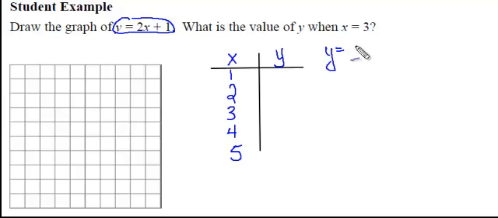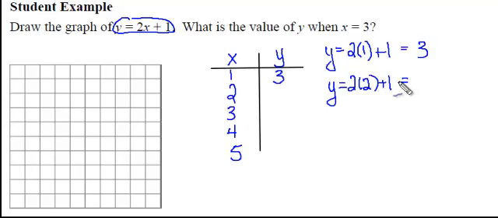Y equals 2 times x, plus 1. Now let's figure it out when x equals 1. So where I saw x in the formula, I'm going to substitute 1. 2 times 1 plus 1, 2 plus 1 is 3. So when x equals 1, y equals 3. Doing the same thing for our next x value, substitute 2 in instead. 2 times 2 is 4, plus 1 is 5. So y equals 5.